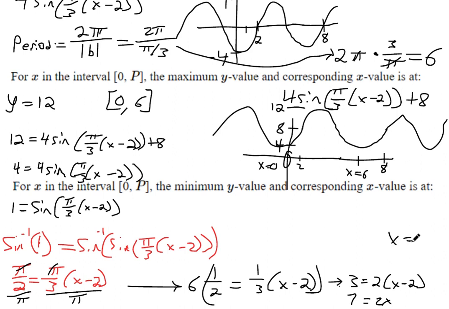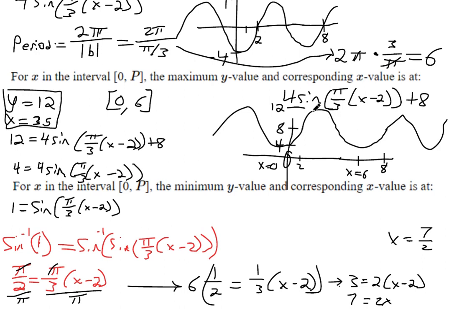So x is going to be 7 over 2. Okay, so 7 over 2 is the location. In other words, 3.5. That's what we needed to answer this question. And I'll just review why that's the answer here too for you, okay?